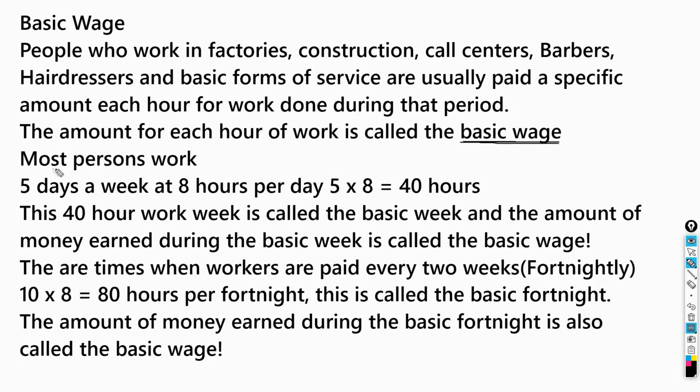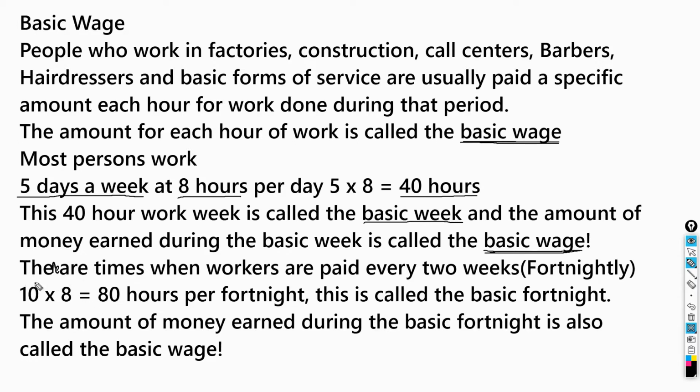Most persons work 5 days a week at 8 hours per day, right? And 5 times 8 would give us 40 hours. Most persons work a 40-hour work week. And this 40-hour work week is called the basic week, right? And the amount of money earned during the basic week is also called the basic wage. Cool? So the amount that the person earns per hour, they call that the basic wage. The amount that they earn per week, they also call that the basic wage.